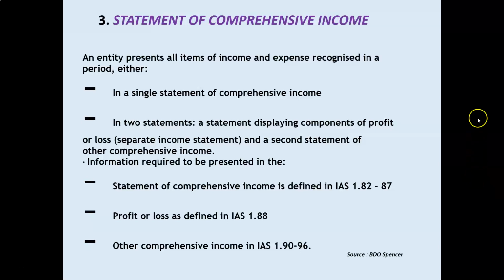Great, let's continue with the next video, which is on the statement of comprehensive income. An entity presents all items of income and expense recognized in the period either in a single statement of comprehensive income or in two statements: a statement displaying the components of profit or loss, a separate income statement, and a second statement of other comprehensive income.